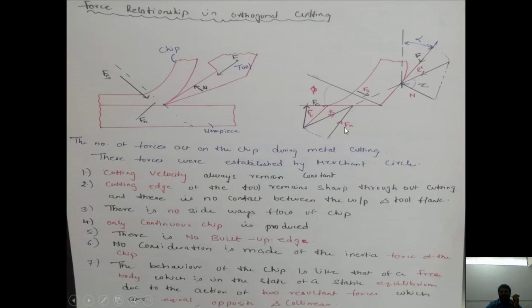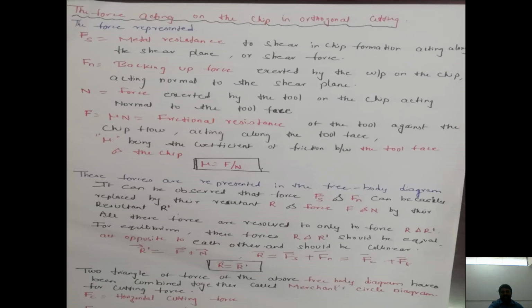From the diagram, we can say that Fs and Fn can be replaced by R, and F and N can be replaced by R dash. So due to the equilibrium of forces, the resultants R and R dash act opposite, equal and collinear here.